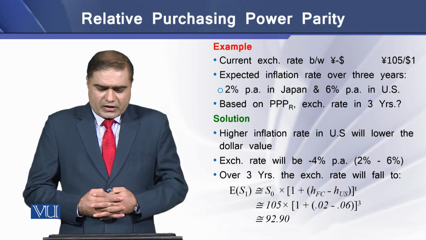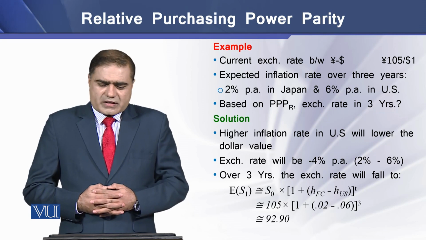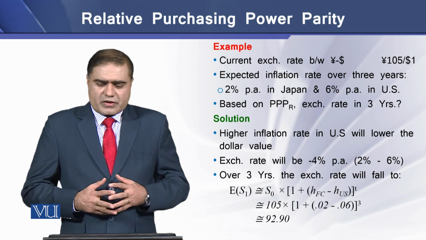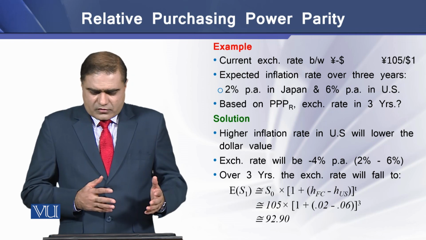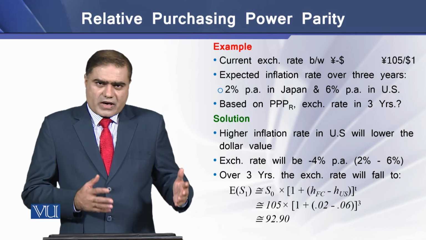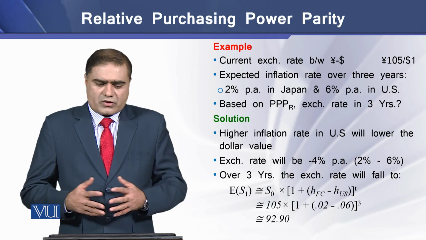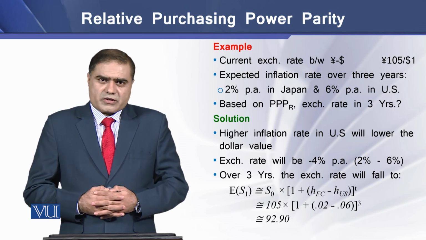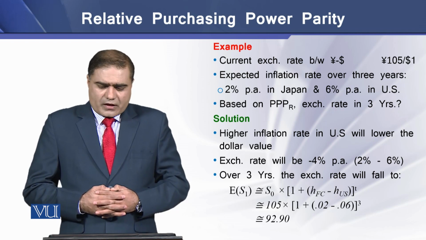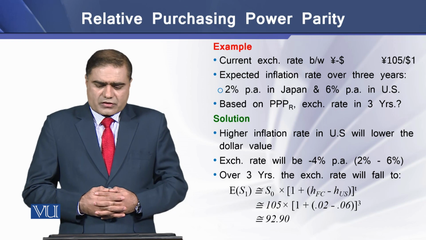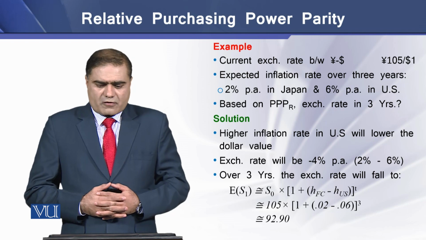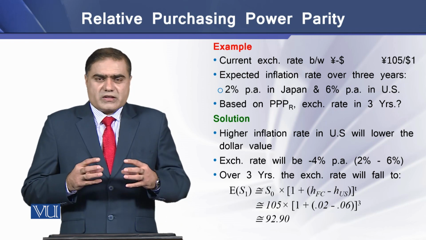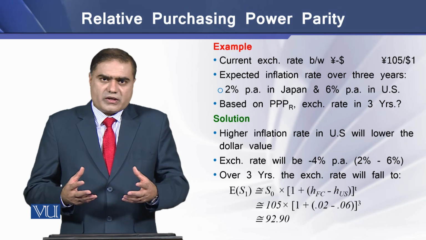We have another example, where the current exchange rate between the Japanese yen and the US dollar is 105.10 Japanese yen for 1 US dollar. The expected inflation rate over the next 3 years is predicted to be 2% in Japan and 6% in the US. Based on relative purchasing power parity, what will be the exchange rate in the next 3 years?